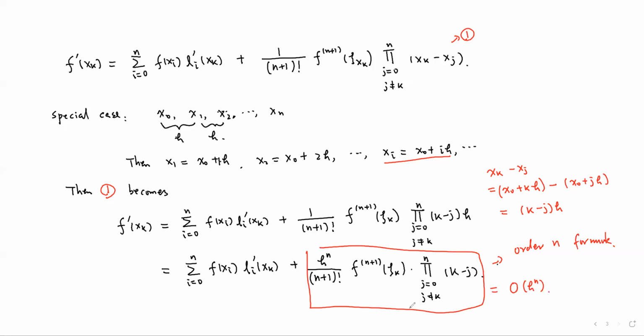Yes, we can derive derivative formulas from polynomial interpolation. Let me show you two examples about this equation. For example, example 1: when n is 2, x0, x1, x2, and k is 1. That means in this example we have three nodes.